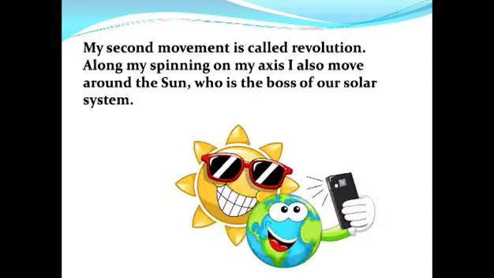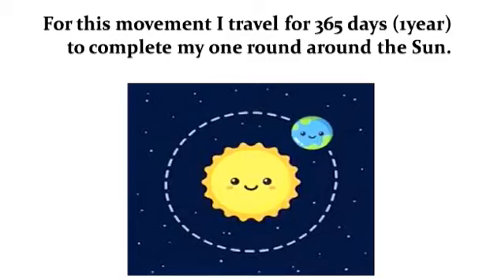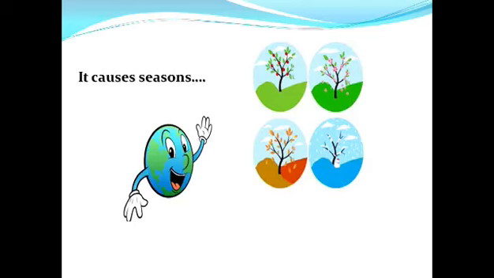My second movement is called revolution. Along with my spinning on my axis, I also move around the Sun, who is the boss of our solar system. For this movement, I travel for 365 days to complete one round around the Sun. It causes seasons.